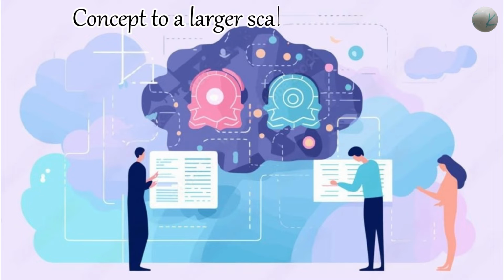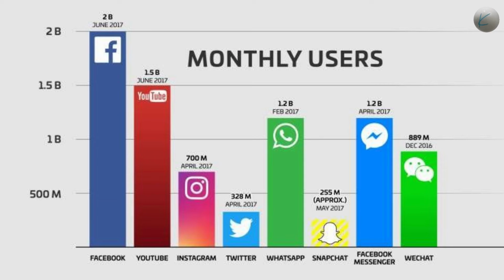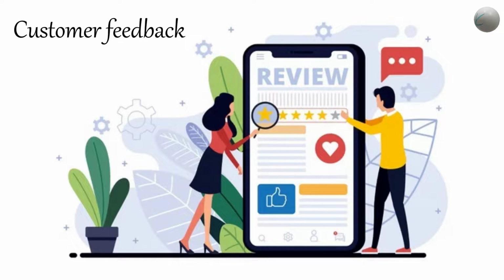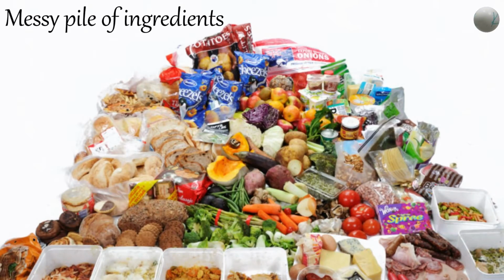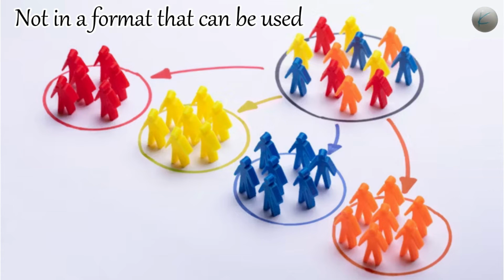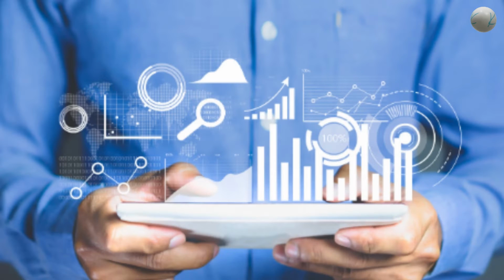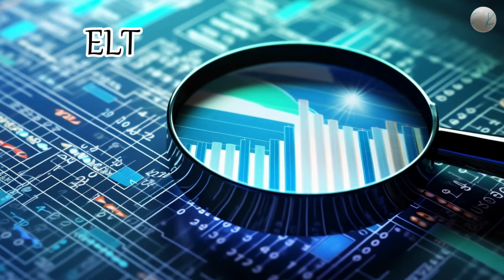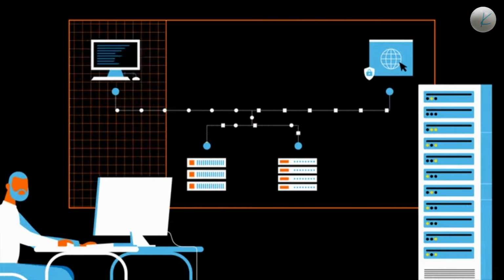Now, let's take this concept to a larger scale. Imagine a big company that collects data from different stores, social media, and customer feedback. Without ETL or ELT, this data would be like a messy pile of ingredients. All the right stuff is there, but it's not in a format that can be used effectively. ETL helps the company clean and prepare this data before it's used, ensuring that everything is accurate and ready for analysis. ELT, on the other hand, allows the company to gather all this data quickly, storing it in a big database where it can be transformed and analyzed later.